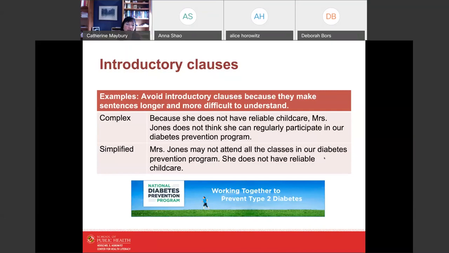So we simplified that by writing it in two sentences, and we say, Mrs. Jones may not attend all the classes in our diabetes prevention program. She does not have reliable childcare. So we took something that was confusing with the introductory clause, and we try to avoid these complex sentences because they make sentences longer and they're more difficult to understand. And they often have more than one thought per sentence, which places more load on our listener.